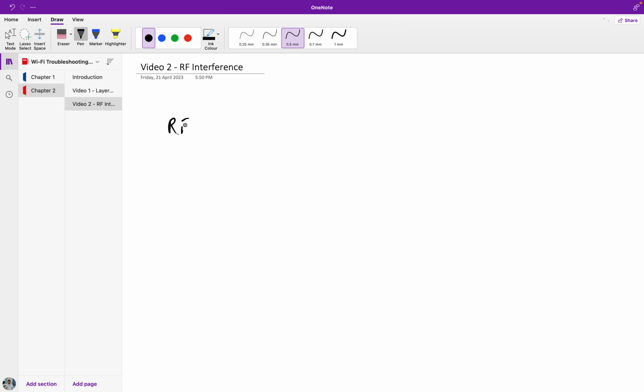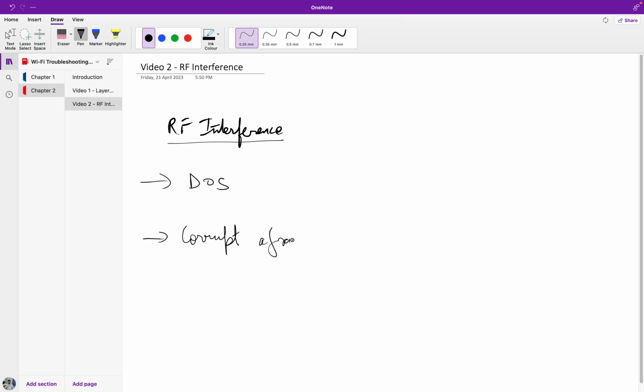Let me change the bandwidth. RF interference can do two things. One, in a 2.4 gigahertz spectrum or medium, it can cause a denial of service attack, or it can corrupt a frame. I'll tell you how this is done.